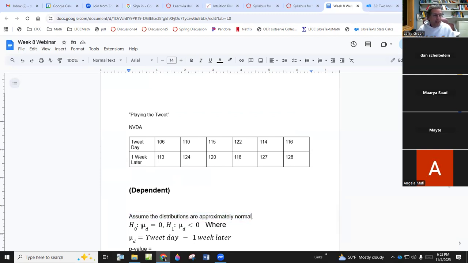So then we're going to write down H naught. H naught now is going to be mu sub D equals 0. Any guess on what D stands for? Not dependent. Good try, though. It's a good thought, but it's not dependent. It's another thing that starts, the first letter of the word is D. It's not a trick question.